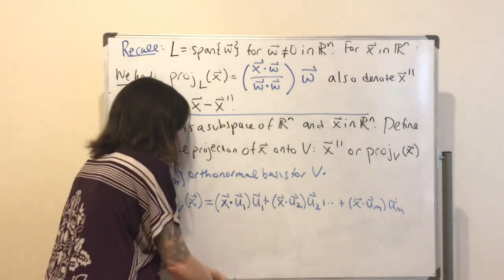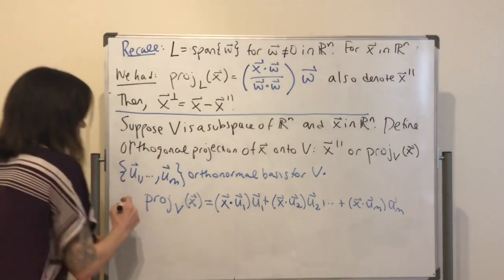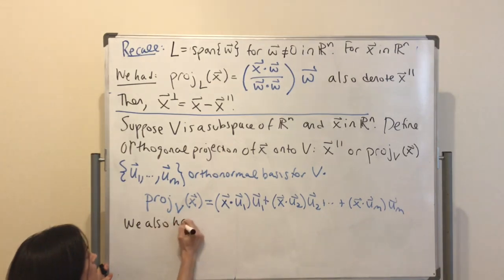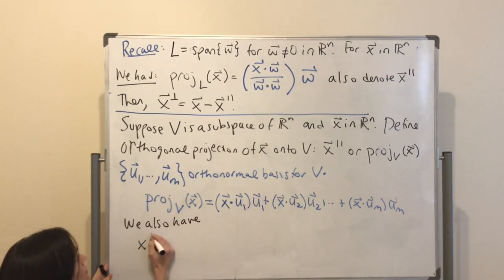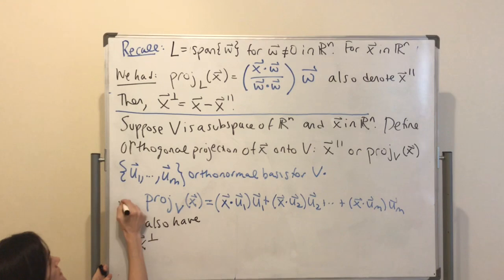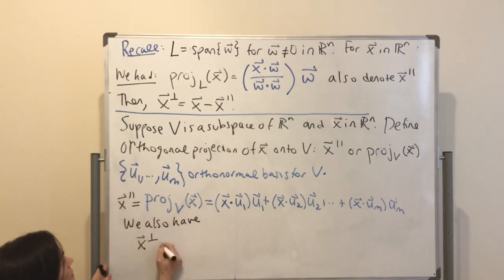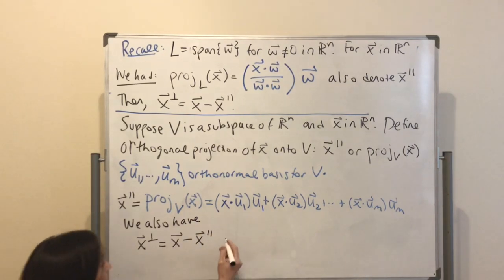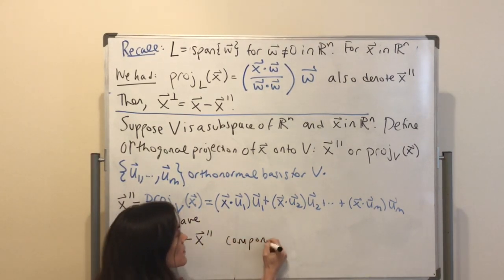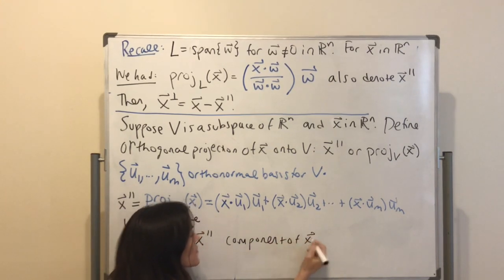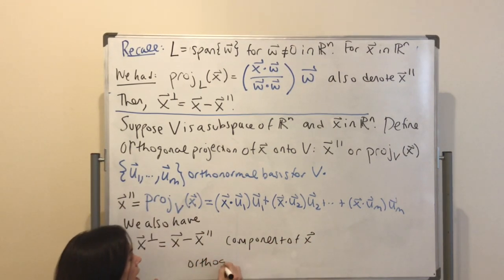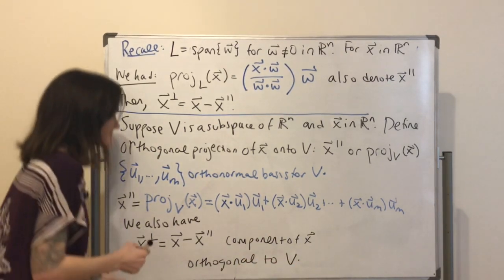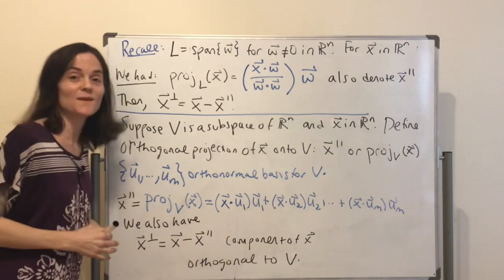And then we also have this. So this notation, which is X minus the orthogonal projection, will be the component of X which is orthogonal to the entire subspace. Okay. This is the orthogonal projection.